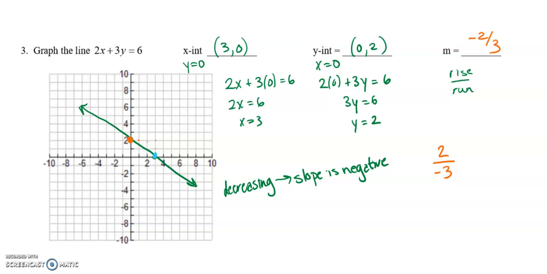I could have also started at the orange and gone to the blue. If I had started at the orange and gone to the blue, I would have gone down 1, 2 for a negative 2. Over, I would have gone 1, 2, 3 to the right for a positive 3. Same thing. So it doesn't matter which point you start at, which one you end at, you'll get the same result.